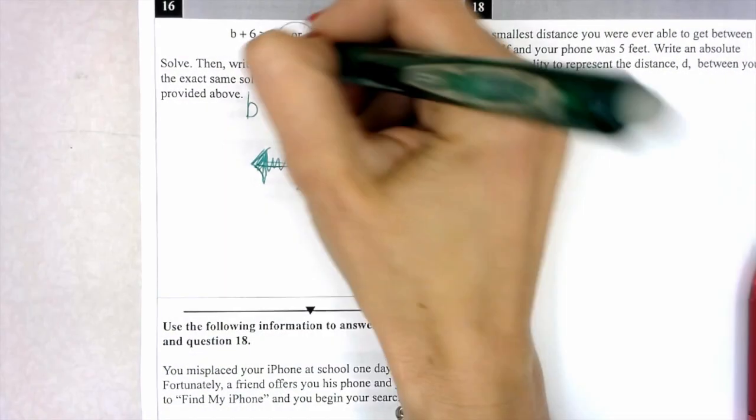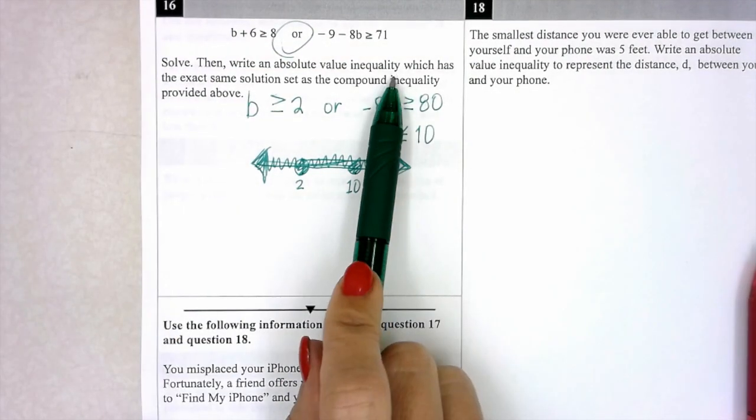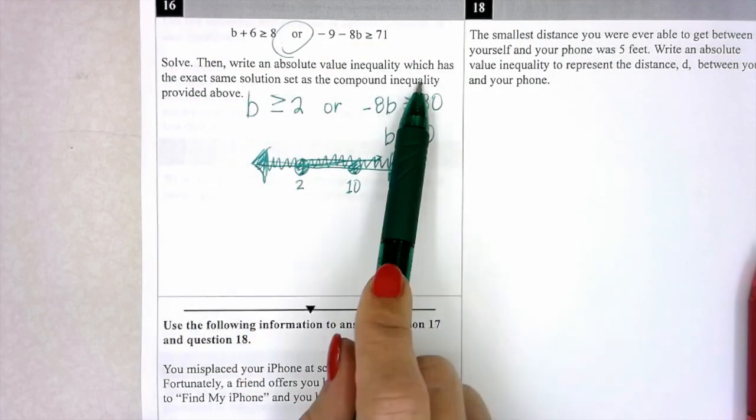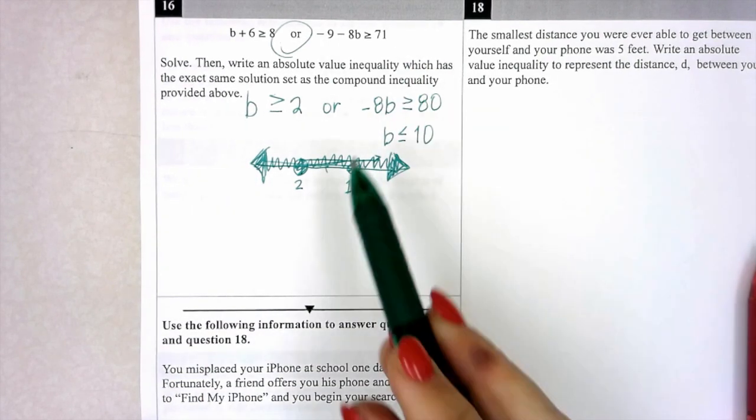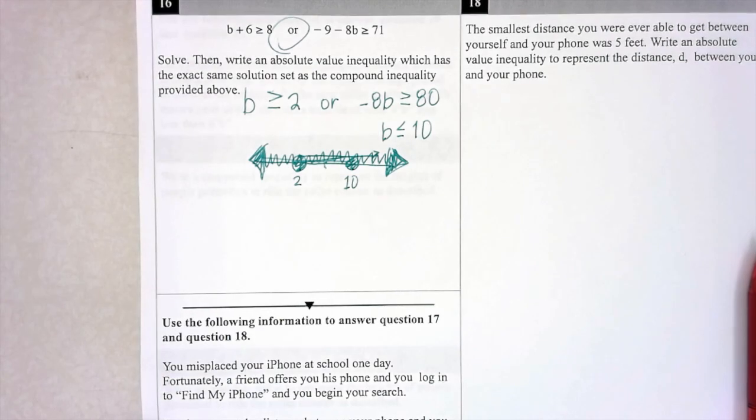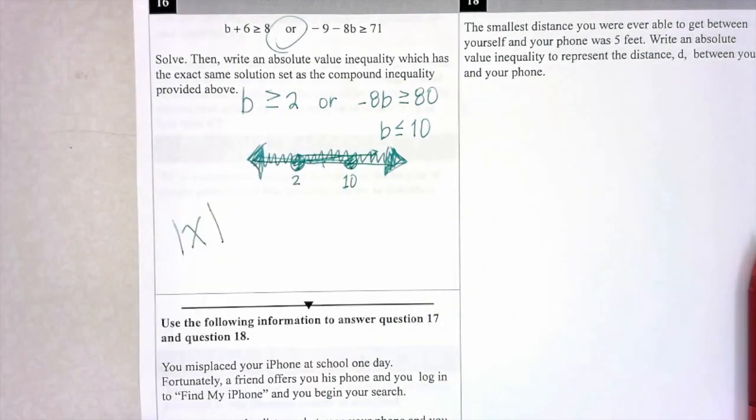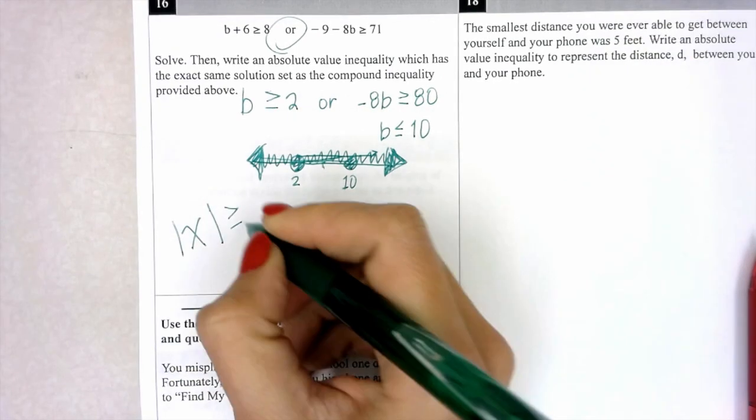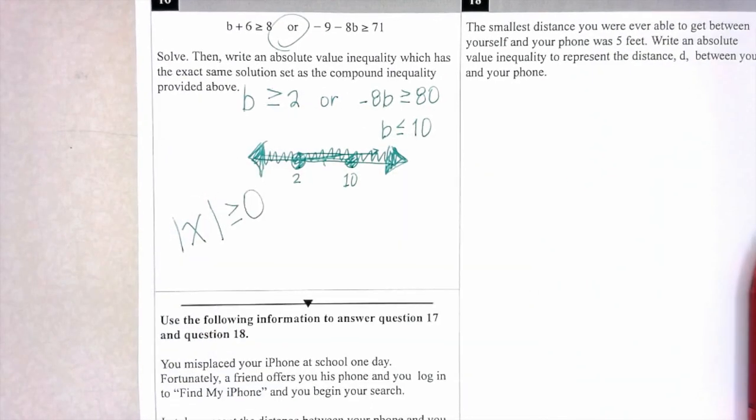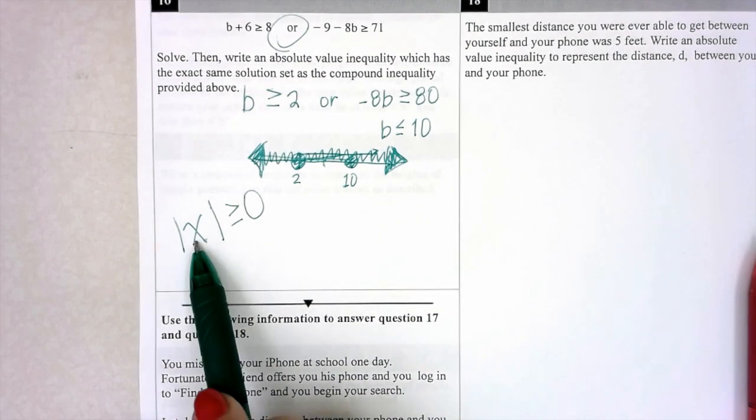Okay? So solve, then write an absolute value inequality, which has the exact same solution set as the compound inequality provided above. So can you make up an absolute value inequality that has the same result as what we have above? How about the absolute value of x is greater than or equal to 0? Was that hard? Is there an x value you can't plug in here to make this true? Anything you plug in will make this true.